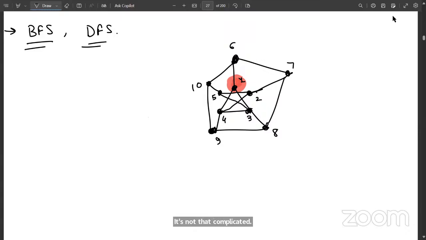Once you have done, just raise a thumb or say in the chat box. Yes, ma'am, these things are clear, BFS, DFS. That's why I won't spend too much time on this. We just do this one particular example.